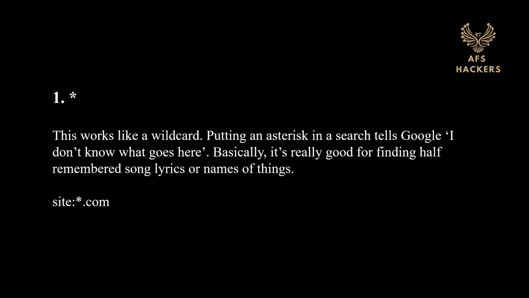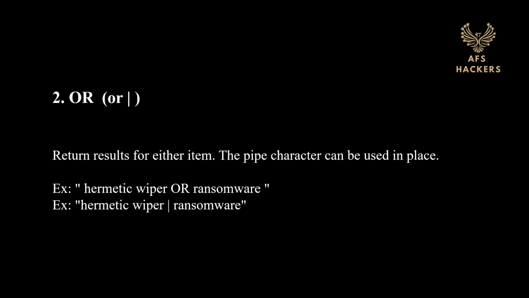Let's see the second operator, that is OR. It will return results for either item. The pipe character can be used in place. For example, if you just write hermetic wiper or ransomware, Google will show the results of either item, like hermetic wiper or maybe ransomware. And you can use the pipe symbol or you can use the OR logical operator.